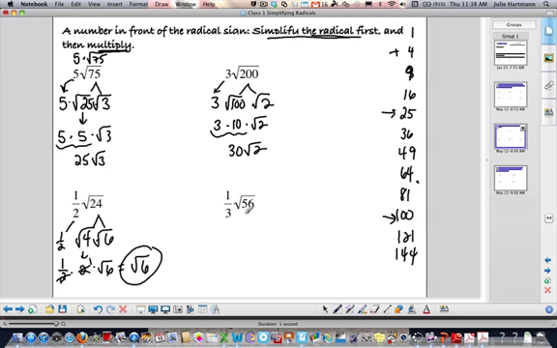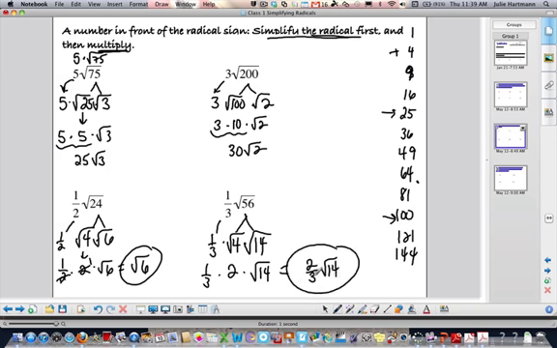And finally, 56. 1/3 times 56. So you have 1/3 times, let's see, what perfect square goes into 56? 49, no. 16, no. 9, no. 4. 4 goes into 56. 4 times 14. So we have the square root of 4, which is 2. So 1/3 times 2 times the square root of 14. 1/3 times 2 is just 2/3 times the square root of 14. And that's our answer. Okay, so make sure you simplify first and then you multiply.